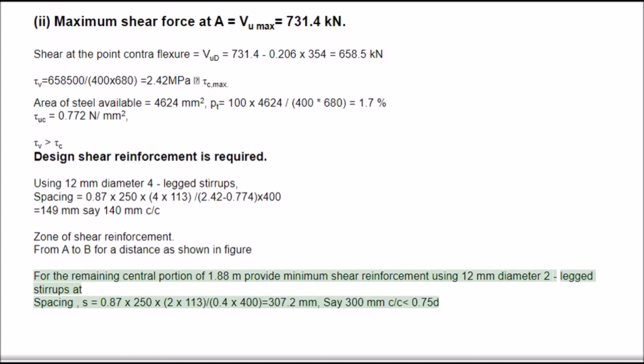For the remaining central portion of 1.88 m, provide minimum shear reinforcement using 12 mm diameter two-legged stirrups at spacing S equals 0.87 x 250 x 2 x 113/(0.4 x 400) equals 307.2 mm, say 300 mm c/c.